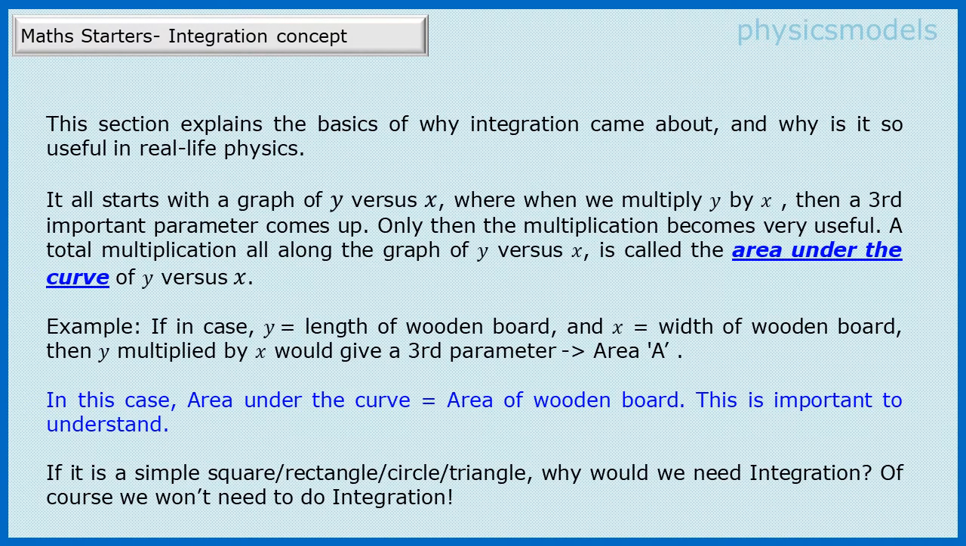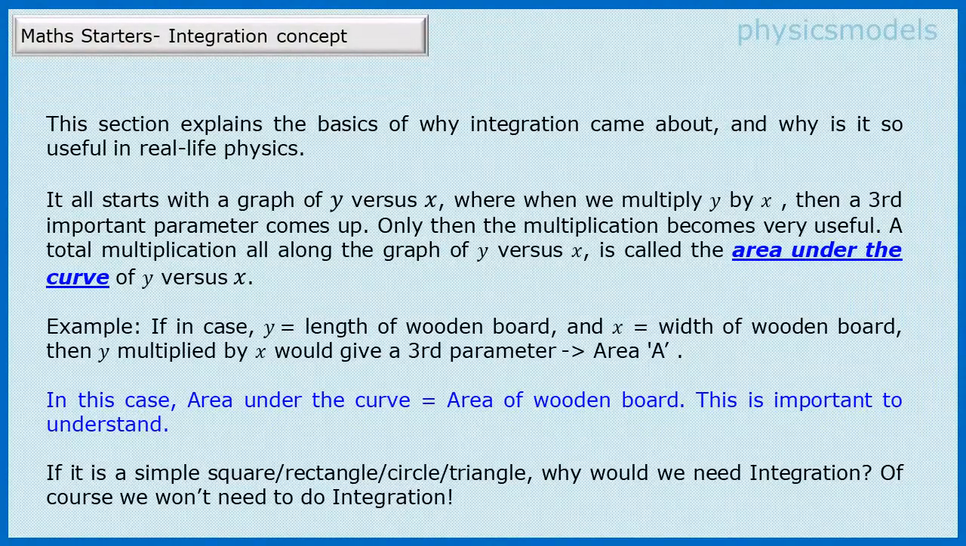So it all starts with a graph of y versus x. Both are variables. If we multiply y by x and get a third quantity which is useful, then integration makes sense. That multiplication needs to be done all along the graph of y versus x, and that becomes the area under the curve.